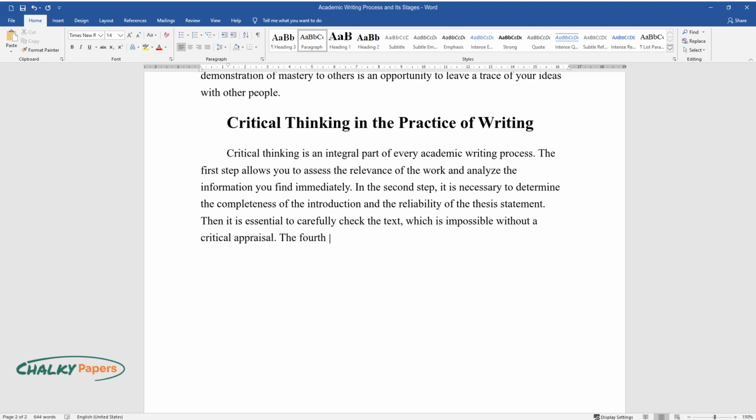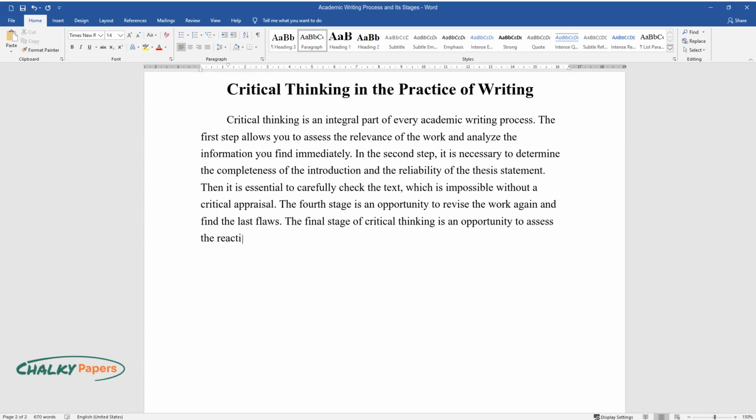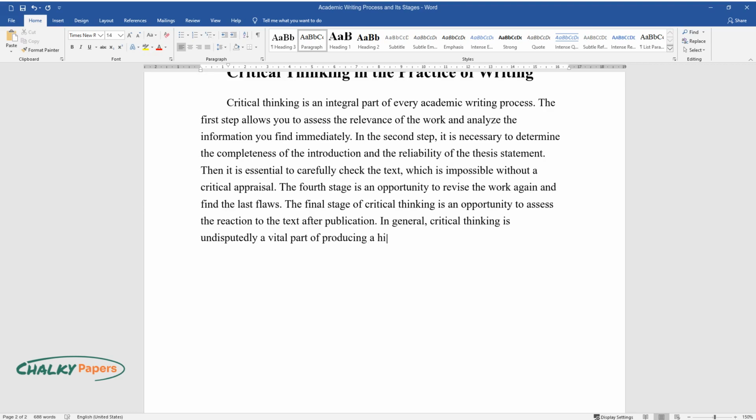The fourth stage is an opportunity to revise the work again and find the last flaws. The final stage of critical thinking is an opportunity to assess the reaction to the text after publication. In general, critical thinking is undisputedly a vital part of producing a high-quality paper.